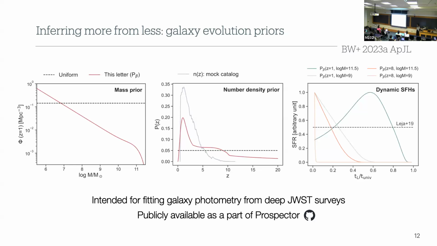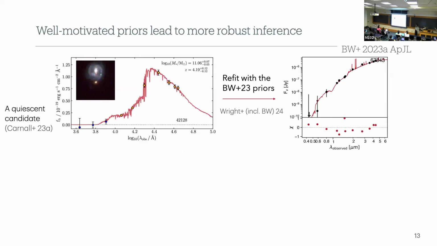So, does this really work? We can test it on real data, right? I'm showing one example. This is a quiescent galaxy candidate. From photometry, we're looking at this big Balmer break. This is an indication that the galaxy has no star formation. We call it a quiescent galaxy. This is the photometry, and this is one of the robust candidates from an earlier Webb paper.